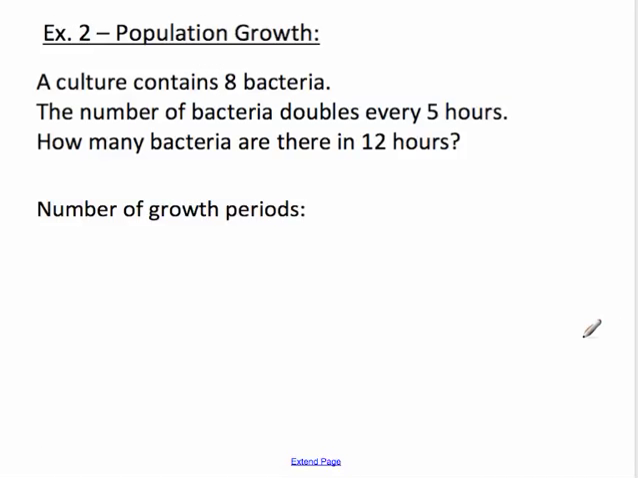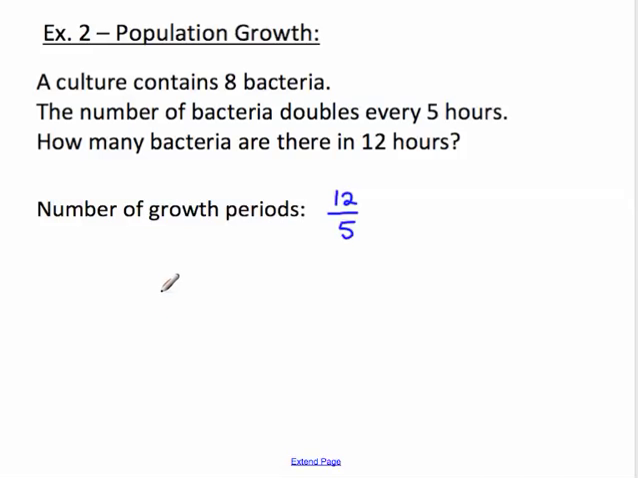Let's look at another example. Now we've got the same culture of 8 bacteria, but now the number of bacteria doubles every 5 hours, not every hour. And we're asking how many bacteria are there in 12 hours? Well, if we want to know what's happening after 12 hours, but they've doubled every 5 hours, then the number of growth periods in that 12 hours is 12 hours divided by 5 hours per growth period. Now you could simplify that to 2.4 if you wanted to, but I'm going to leave it like that.